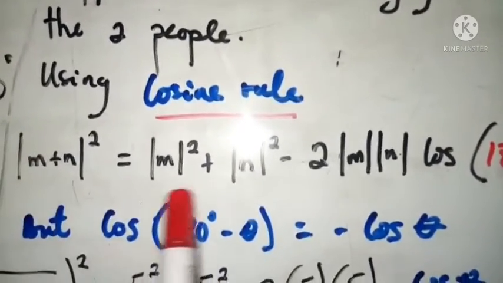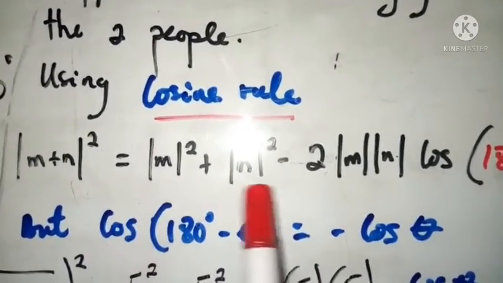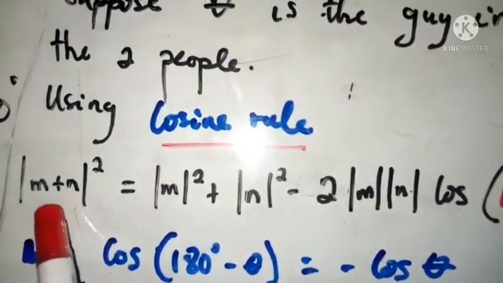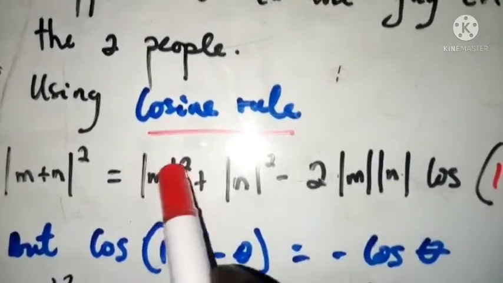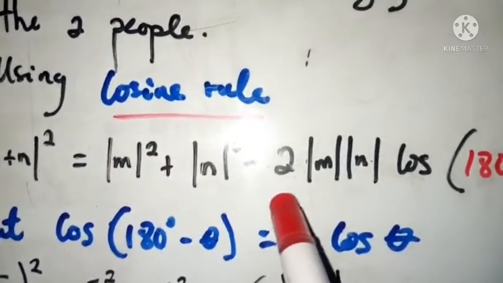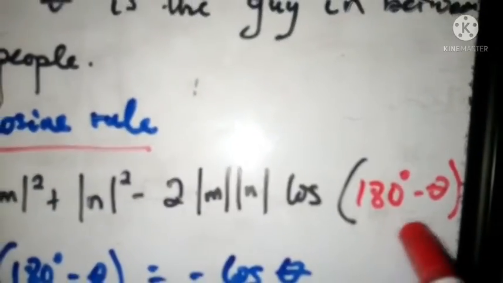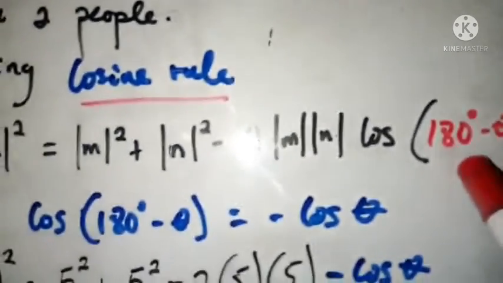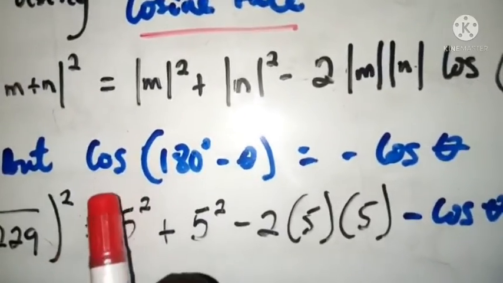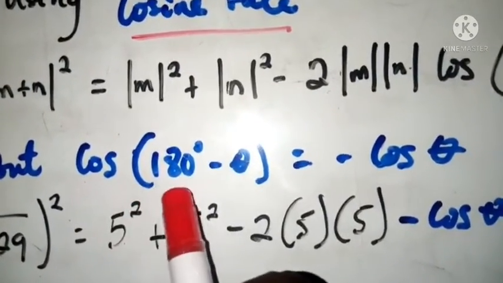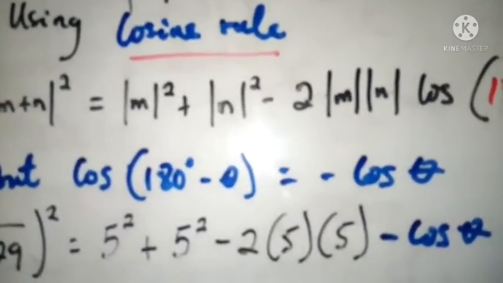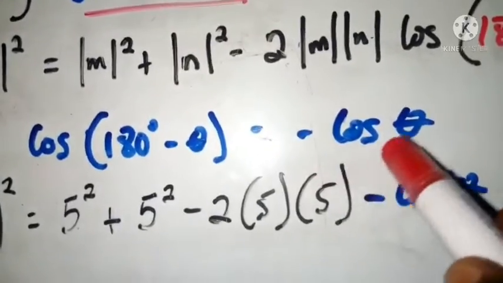Right, so this is what we call the cosine rule. That is, m plus n squared is equal to m squared plus n squared minus 2 times the length of m multiplied by n times the cos of the angle here, the cos of this angle. So we know that by the definition of a double angle, the cos of 180 minus theta is equal to negative cos theta.